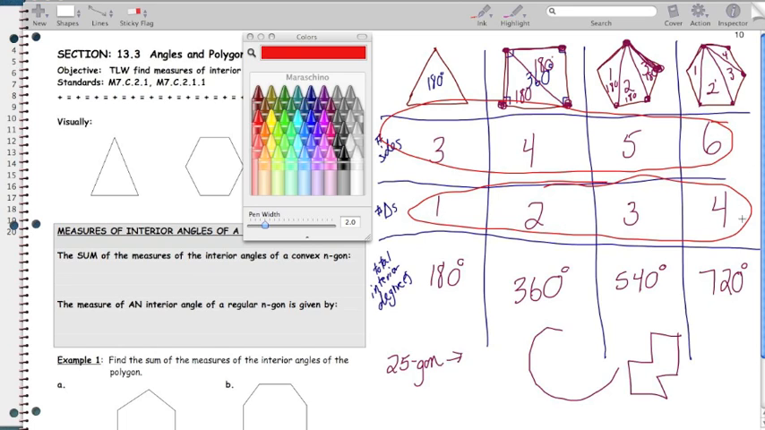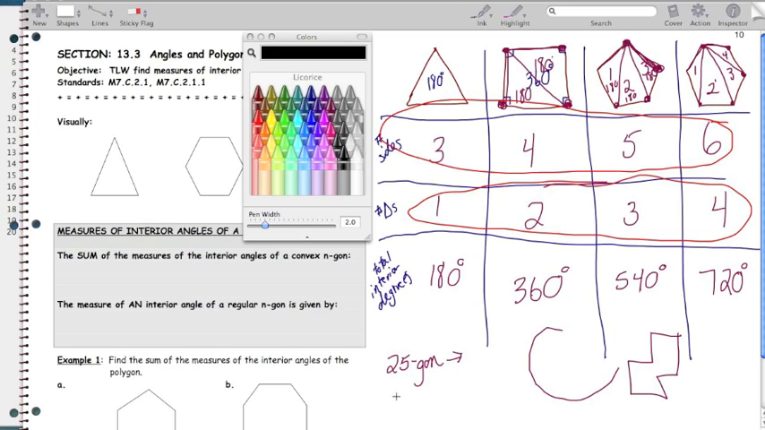So if there's 6 sides, we subtract it by 2, we find out that there's 4 triangles. This would work for anything. If there's 100 sides to our polygon, we subtract it by 2, we would have 98 triangles. And how does that help us? Well, if we know that each triangle is 180 degrees, when we know how many triangles we have, we just multiply it by 180. So this is what we end up coming up with.